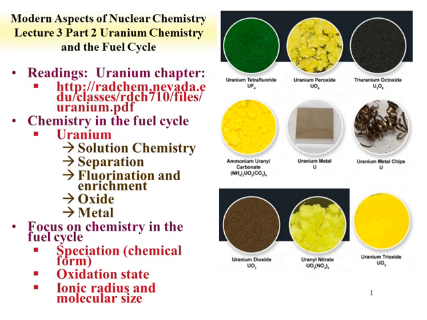Welcome to part 2 of lecture 3 for modern aspects of nuclear chemistry. This is the lecture on uranium chemistry and the fuel cycle. The first part covered solution chemistry, separations, fluorination, and enrichment, some discussion on the oxide. The second part will complete the discussion on the oxide and then discuss uranium metal.